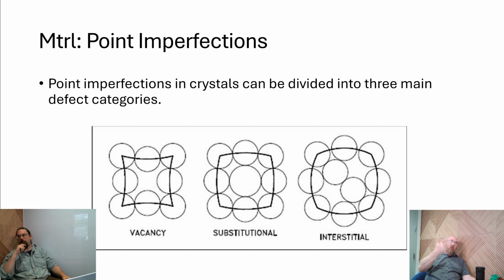There are reasons why we do this on purpose, right? So substitutional is where we have a different atom in the middle. And we do that on purpose in semiconductors. We specifically do this to get a particular material property out of semiconductors. Semiconductors do not semiconduct unless we do this to them.